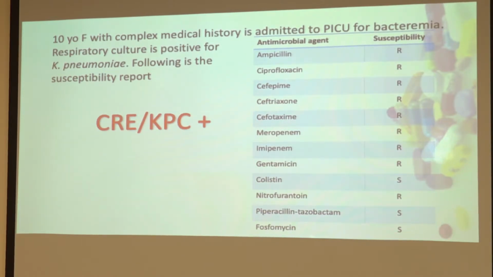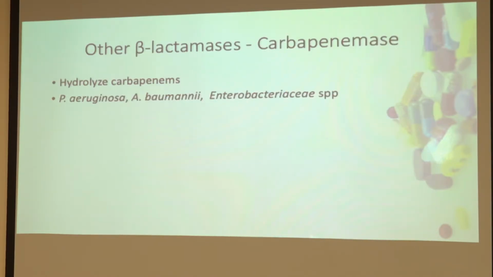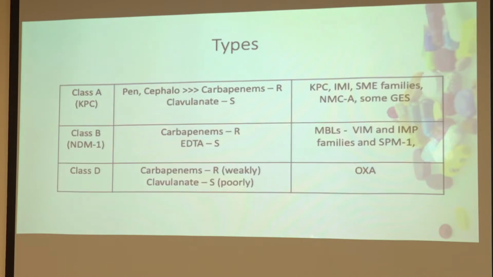It is carbapenem-resistant Enterobacter ECI, so it is KPC positive. We'll discuss about what it means. So carbapenemase is also just a beta-lactamase, but unlike other two enzymes that we learned about, these would hydrolyze even carbapenems. These are mainly produced by Pseudomonas aeruginosa, Acinetobacter, and Enterobacter ECI species. There are different classes based on the molecular enzyme and its function. So there are 3 different types of carbapenemase.